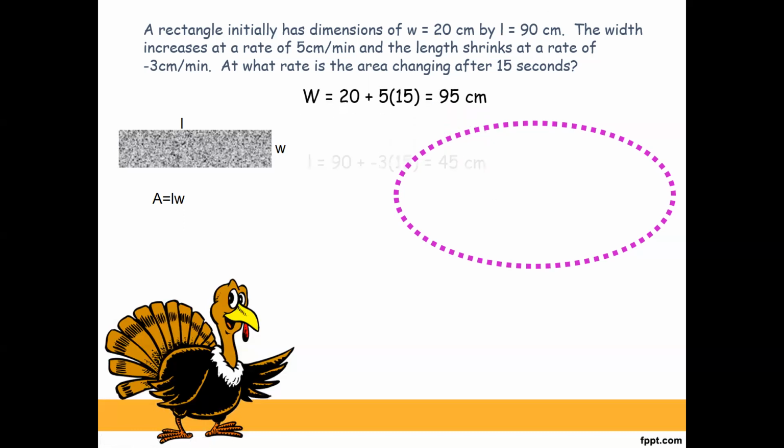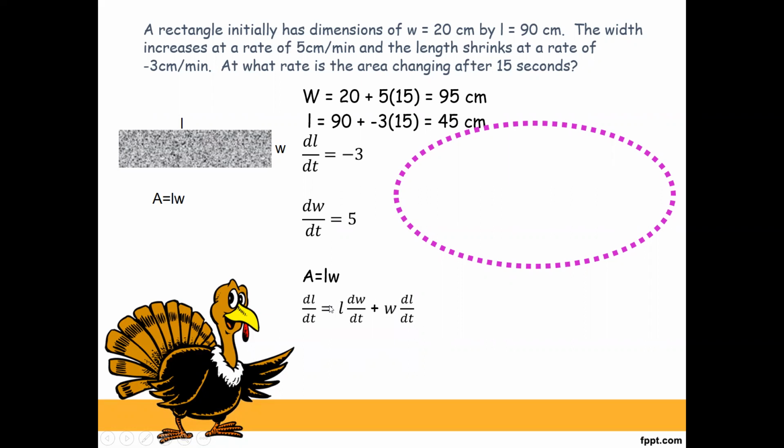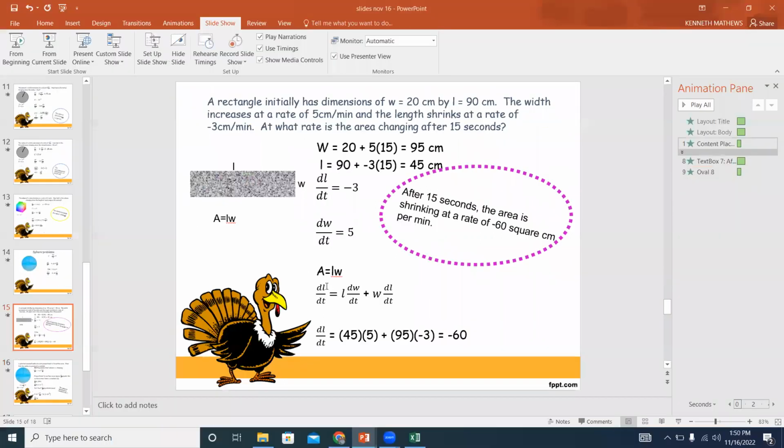So the width is 20 plus 5 times 15, or 95. The length is 90 plus -3 times 15, or 45. dl/dt is -3, we know that already from here. dw/dt is 5, we know that from here. And we're going to start with this formula and take the derivative of both sides. Now we're going to have to use the product rule: first times derivative of second, plus second times derivative of first.